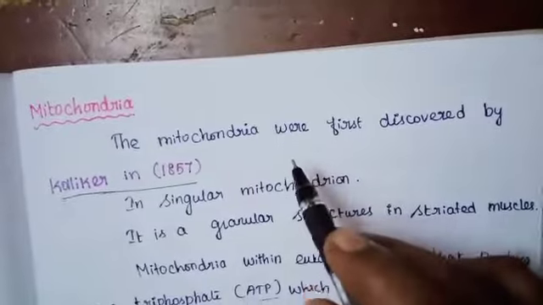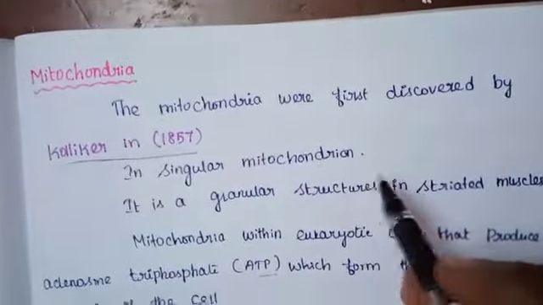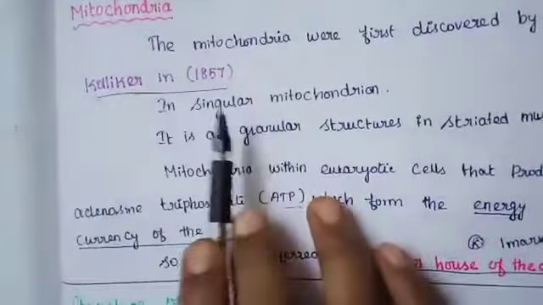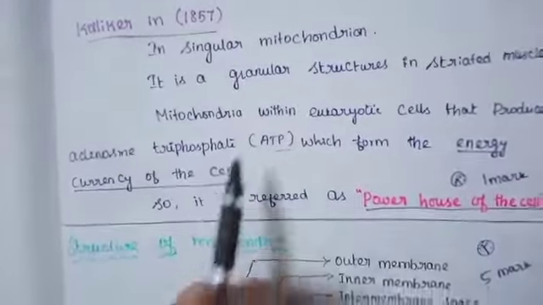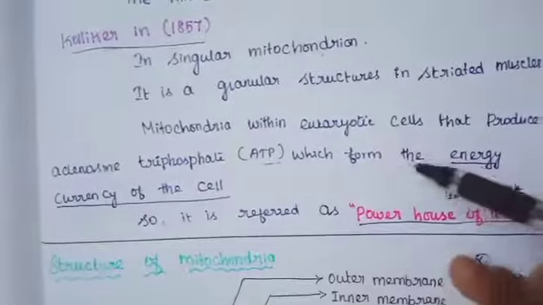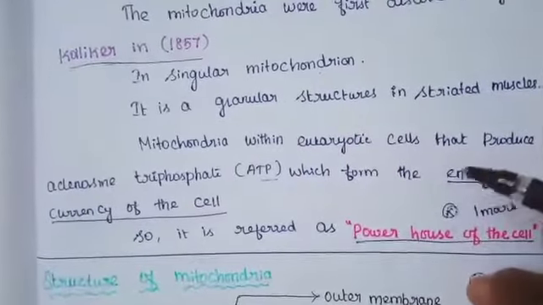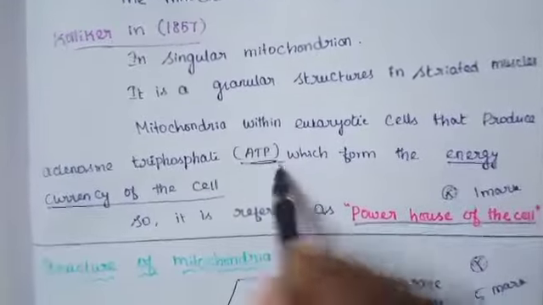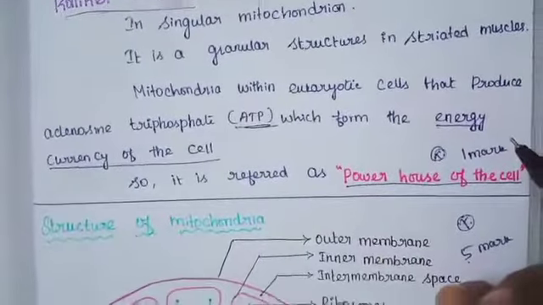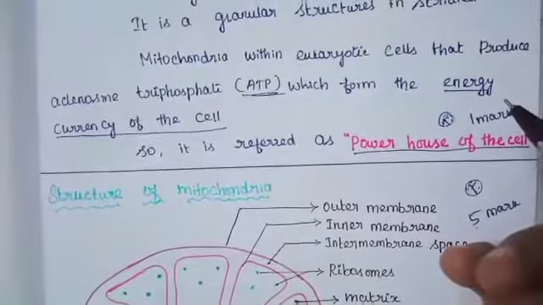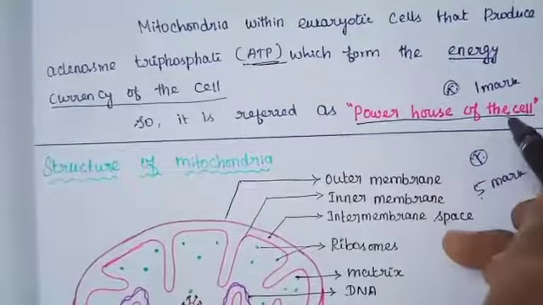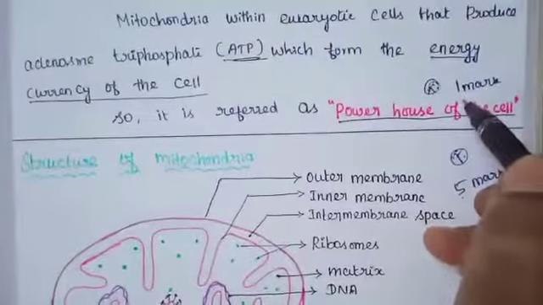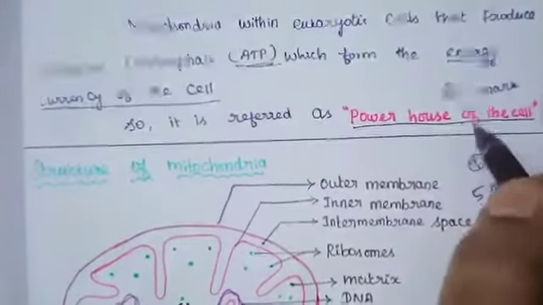Next topic, mitochondria. Mitochondria were first discovered by Kolliker in 1857, in singular mitochondrion. It is a granular structure in striated muscles. Mitochondria within eukaryotic cells produce the adenosine triphosphate, ATP. Also, it is called the energy currency of the cells. Then, powerhouse of the cells. It is a very important one-mark question. Mitochondria are referred to as the powerhouse of the cell.